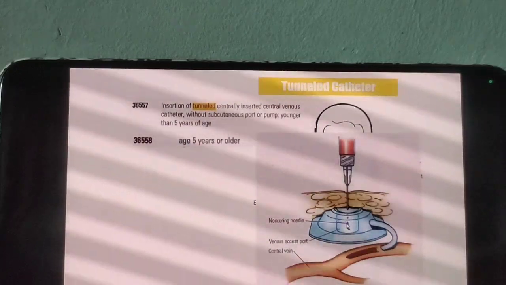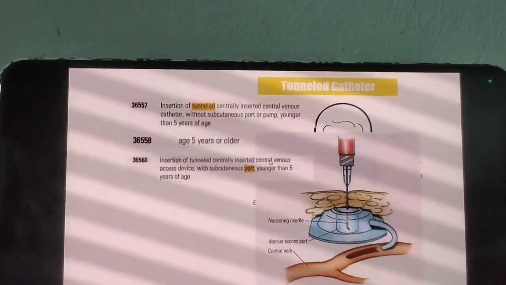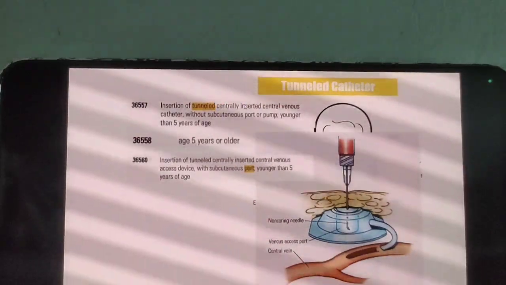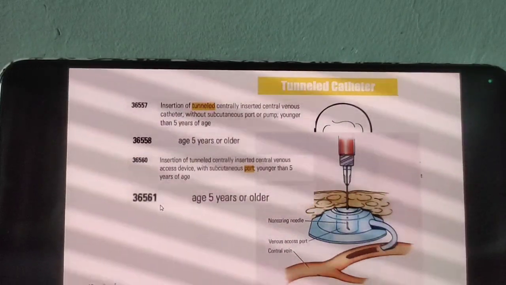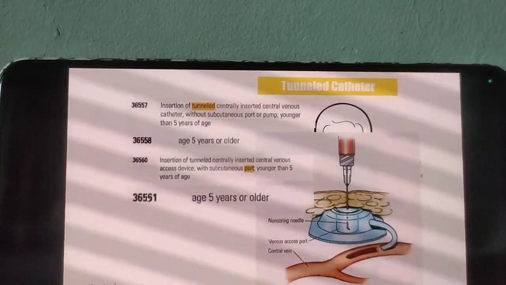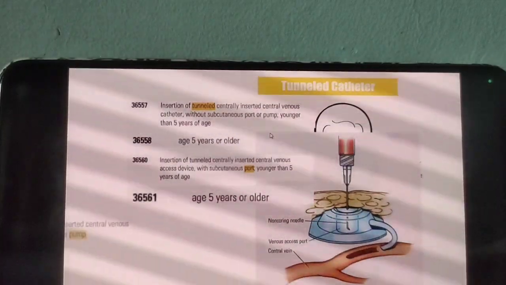Okay, see that, this is a port. Then 36560: insertion of tunneled CICC with a port. The above two code sections are for without port or pump. Then 36560 and 36561 are for with the port. Younger than 5 years, 36560; 5 years and older, 36561. Did you understand, guys? Yes, ma'am. Okay.